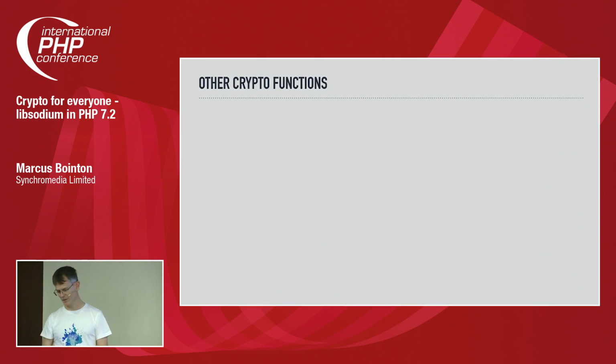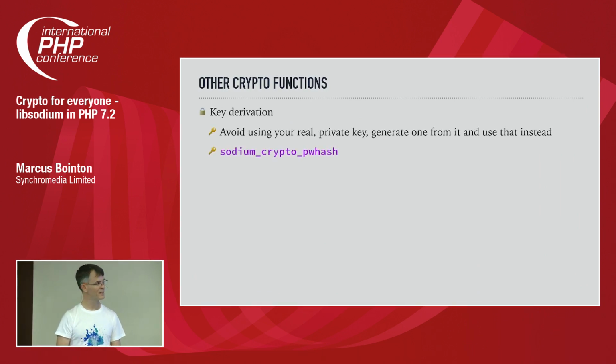Other cryptographic functions: key derivation. This is really just essentially how to do the password hashing thing again. I mentioned Sodium's quite keen on returning binary values instead of hex strings from cryptographic functions, and the crypto password hash function does exactly that. It returns binary values, so it tends to not be the kind of thing that you normally actually use, but you may want to use it for compatibility reasons or something.